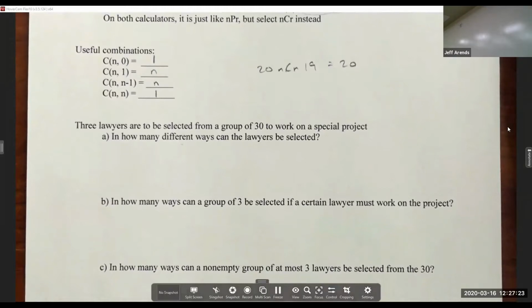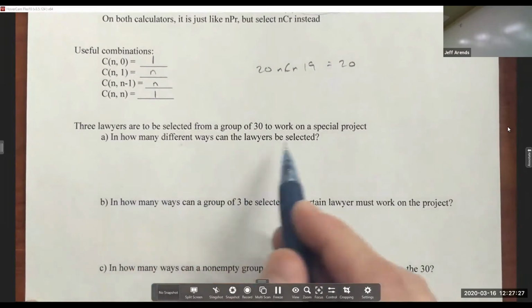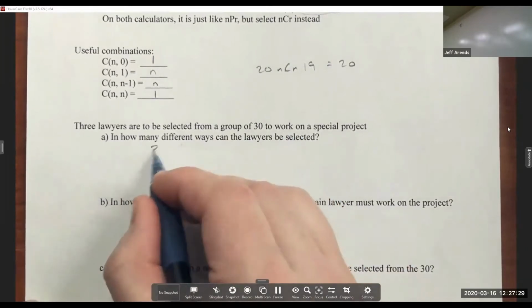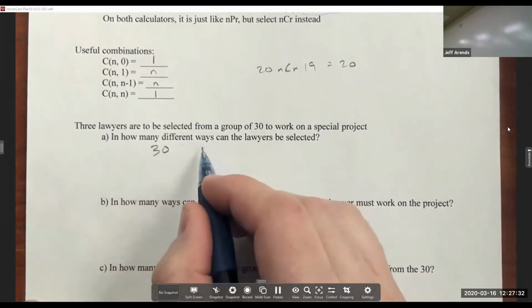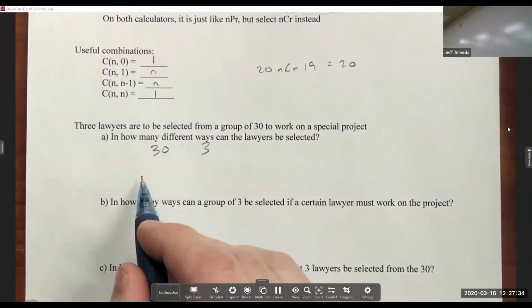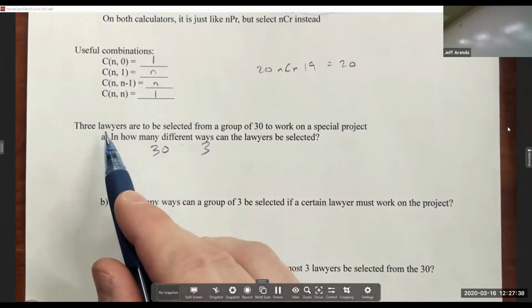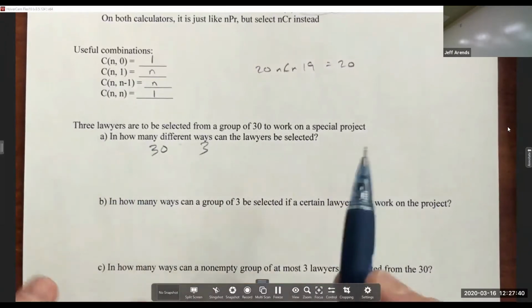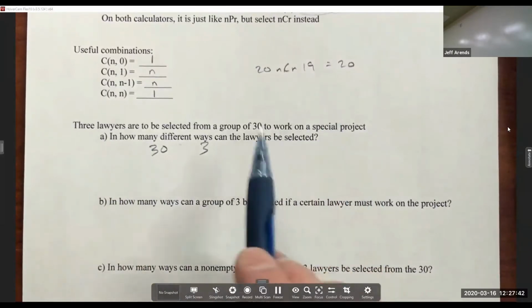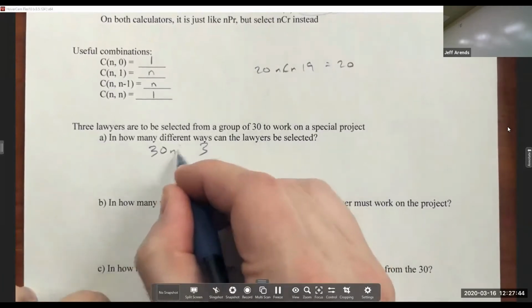3 lawyers are to be selected from a group of 30 to work on a special project. How many ways can the lawyers be selected? We have 30 lawyers, and we're picking 3 of them. The order doesn't seem to matter here. We're just picking the lawyers to be on the project. We're not picking them and then arranging them, saying you're the first one, you're the second one, you're the third one. So that's how I know that we're dealing with a combination here.